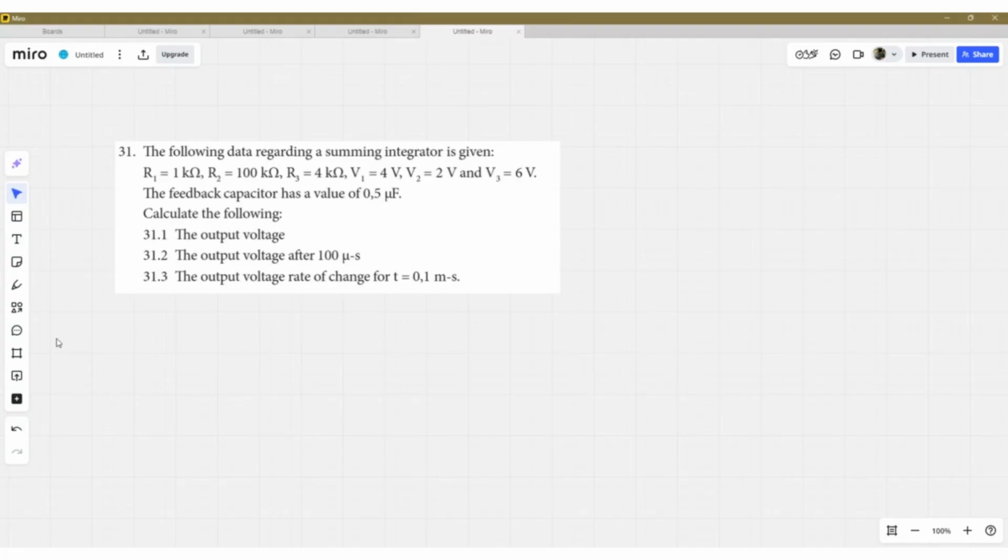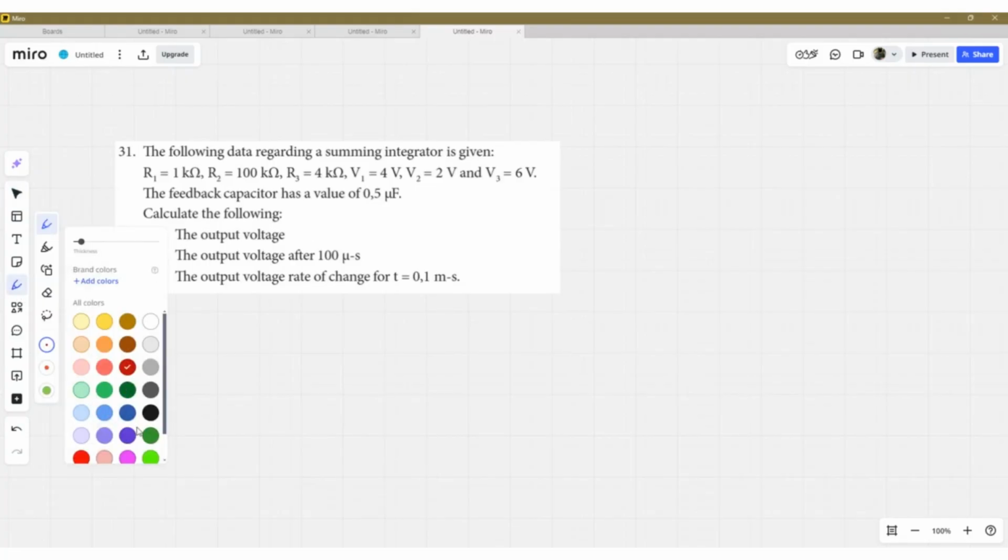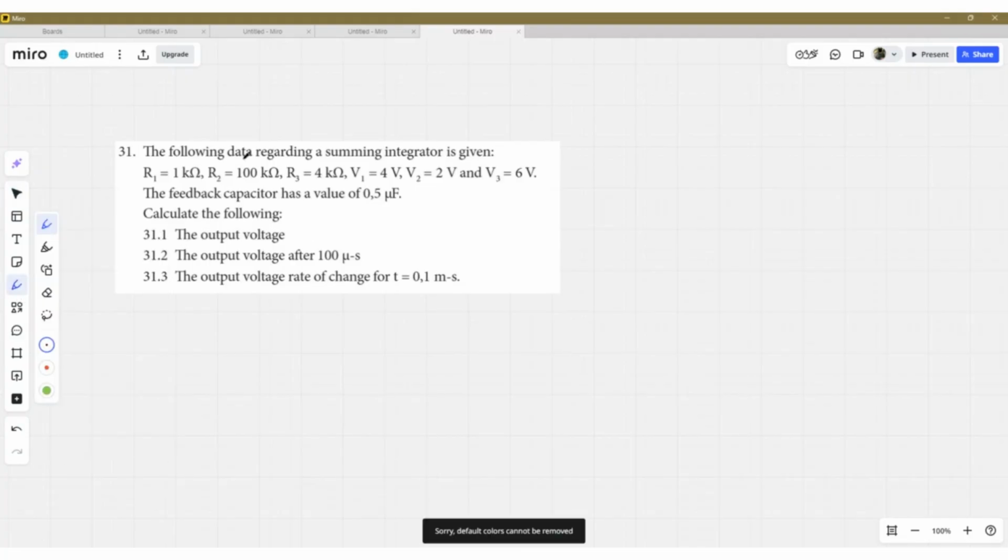Okay, so basically we're given the following data regarding a summing integrator. Our first input resistance is 1 kilo ohm, the second is 100 kilo ohms, and the third is 4 kilo ohms, with corresponding input voltages of 4 volts, 2 volts, and 6 volts. We're given the feedback capacitor as 0.5 microfarad, or 500 nanofarad.